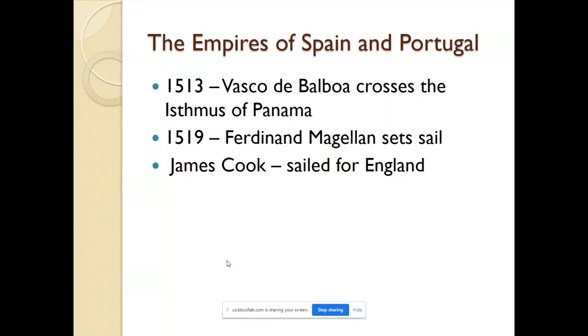James Cook was a captain who sailed for England, and he is the one that's responsible for discovering places like Hawaii and Australia. And that was really kind of the end of the voyages of discovery. Once Australia and Oceania, once that area is discovered, that's pretty much it. Those are all the major land masses that are accounted for. Okay.